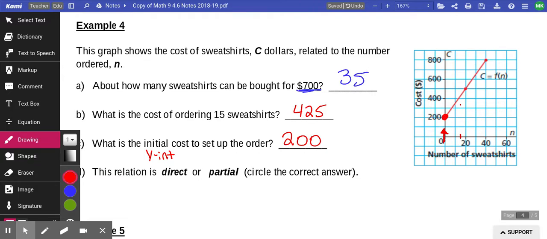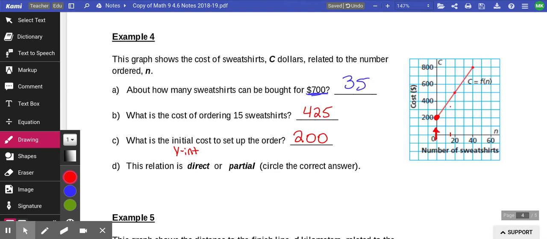My guess is that you probably designed a sweater. So for instance, when we know we're gonna buy grad hoodies or something, they're gonna charge us money before we've even ordered any hoodies, just to design it and set it all up. And then every hoodie you buy costs a different price. Is this direct or partial? This is partial. The reason it's partial is because it has a y-intercept that's not 0.